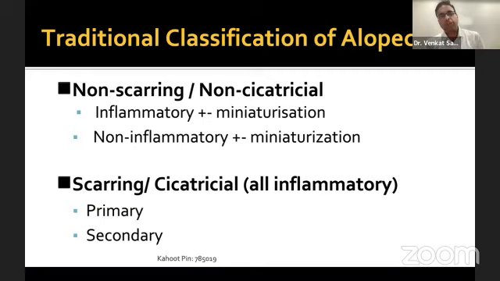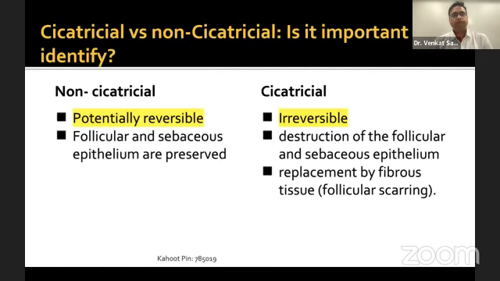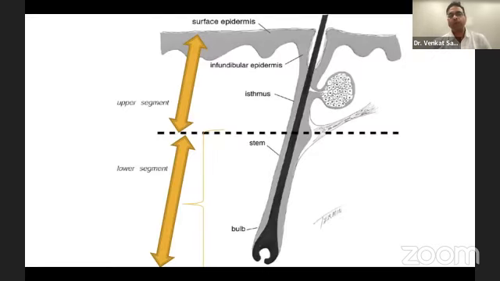So the traditional classification of alopecia, according to textbooks, is non-scarring and scarring. Scarring alopecia, all of them are inflammatory, and you have primary and secondary in scarring. Non-scarring, you have inflammatory with or without miniaturization, non-inflammatory with or without miniaturization. Now, this is the traditional classification. Traditionally, cicatricial means irreversible. Non-cicatricial means potentially reversible. In non-cicatricial, follicular and sebaceous epithelium is preserved. In cicatricial, there's destruction of the follicular and sebaceous epithelium, and they're replaced by fibrous tissue or follicular scars. So, yes, it is important to identify cicatricial and non-cicatricial, but that's not by classification. I'll tell you why.